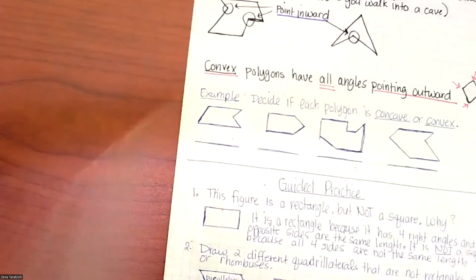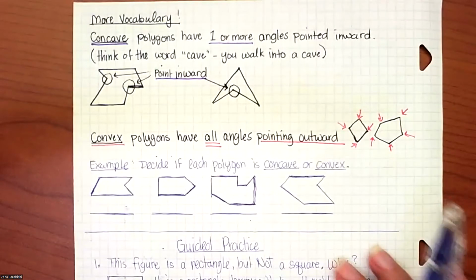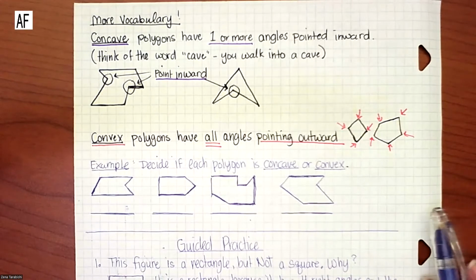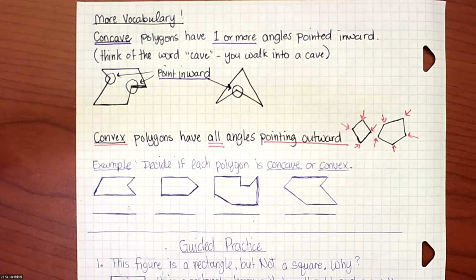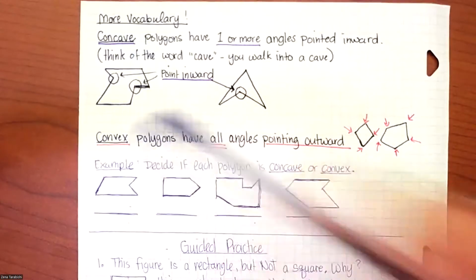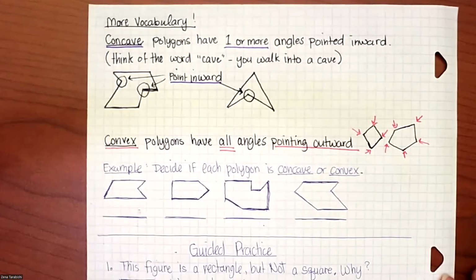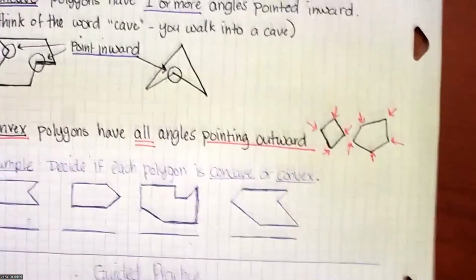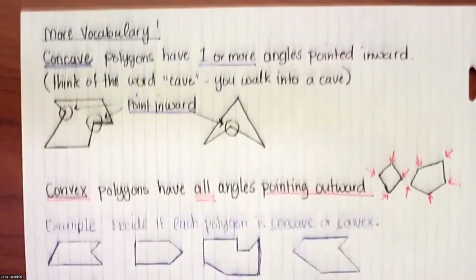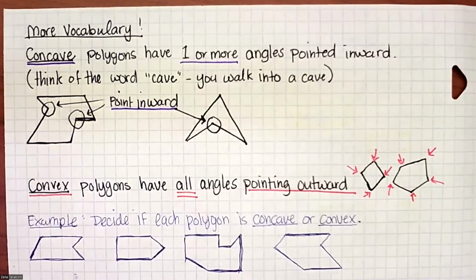Okay, so now that we've gotten that out of the way, and I'm going to give you guys a copy of this, we're going to jump back to our notes, and we're going to talk about two more vocabulary words, and these describe angles and polygons. So the two that we have here are the words concave and convex. Now, a concave polygon. Concave has the word cave in it. So that's going to be a big clue to help you guys remember what it means.